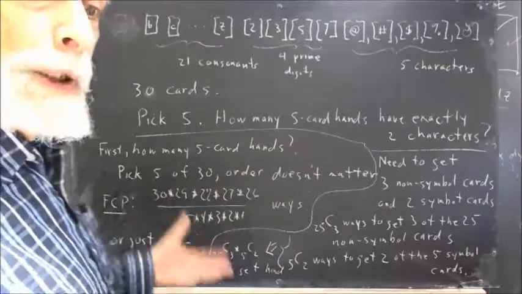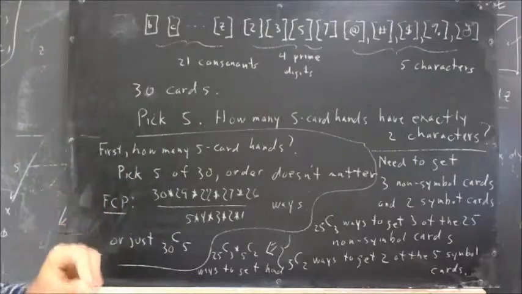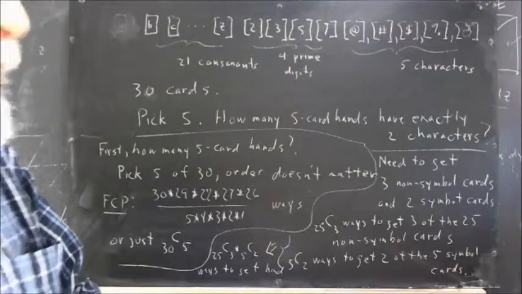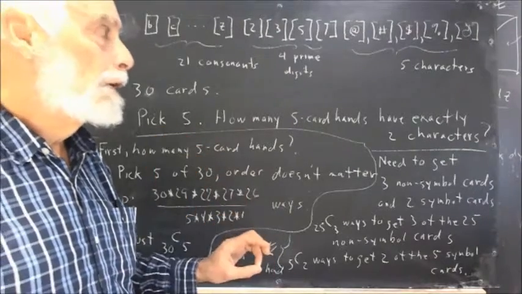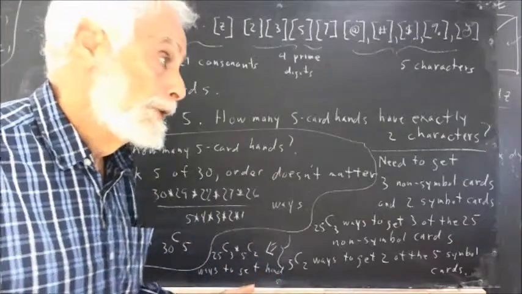Okay, looking at problem 9 on the document, we're writing the consonants and the prime digits and the 5 characters on cards. So we're going to make sort of a deck of cards.